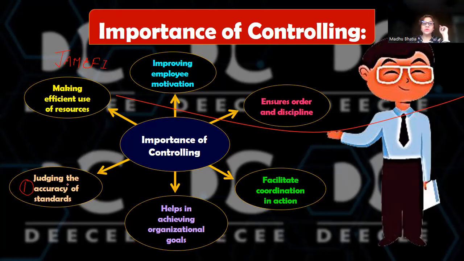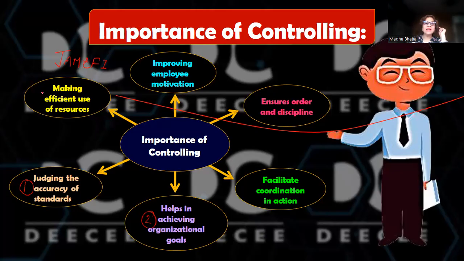So J stands for judging the accuracy of standards. A stands for achieving organizational objectives. We have already done that the very purpose of controlling is to ensure that the organizational objectives are achieved. Without controlling, organizational objectives cannot be achieved. If you people don't give your pre-board exams, your half-yearly exams, you will never be prepared for your board exams. Those exams help as controlling techniques or controlling measures so that you are able to get good marks in your board exams.